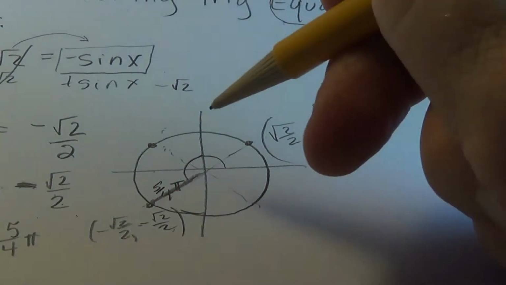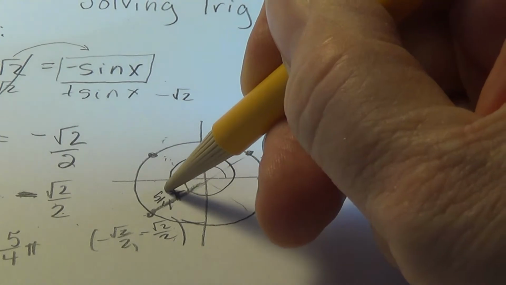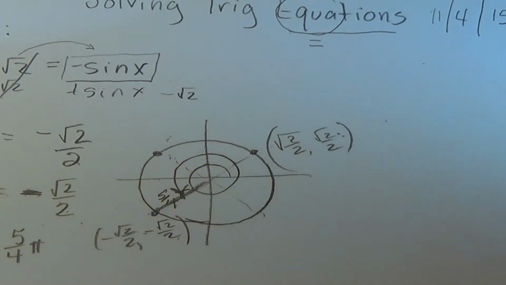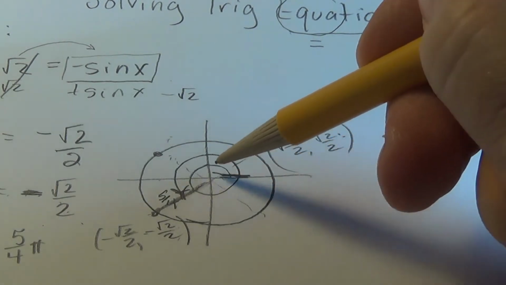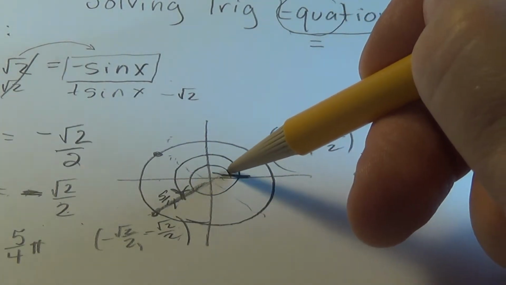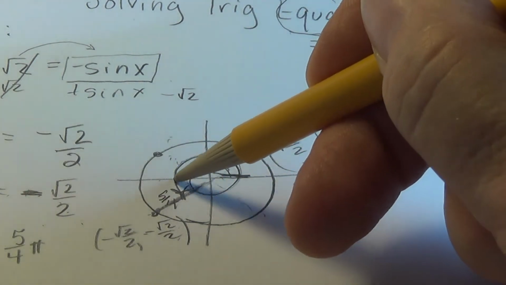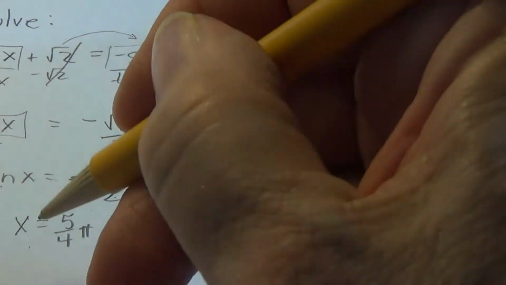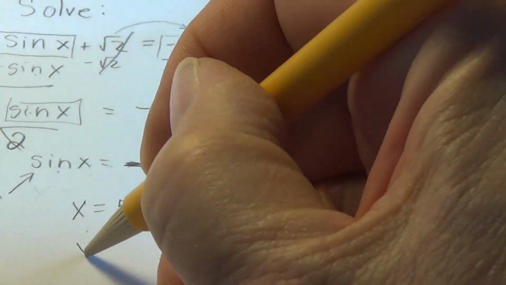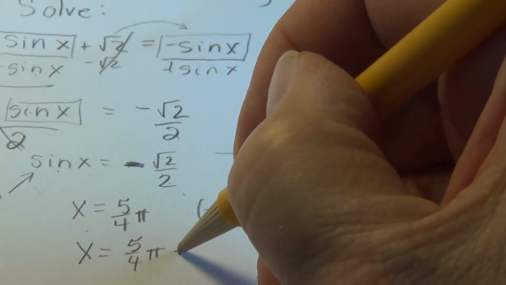What if I go around again like this? You recall, we used to call those coterminal angles. They have the same starting spot and the same ending spot. So the first one was from here to here, but the second one went around an extra 2 pi radians, which is one circle. So I can find another one if I go 5/4 pi plus 2 pi.